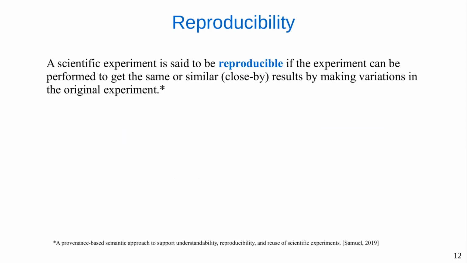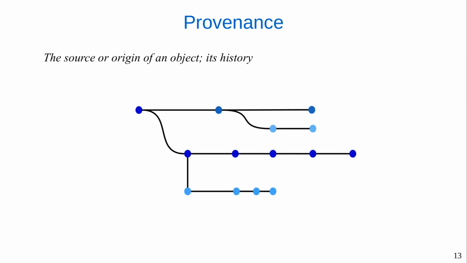So this is a formal definition of reproducibility. A scientific experiment is said to be reproducible if the experiment can be performed to get the same or similar results by making variations in the original experiment. And the history of information is actually called provenance. According to the Oxford Dictionary, provenance is defined as the source or origin of an object or its history. So the provenance of a data product is the description of the process or sequence of steps that actually led to the product, together with the data and the parameters that led to the creation of this data product.